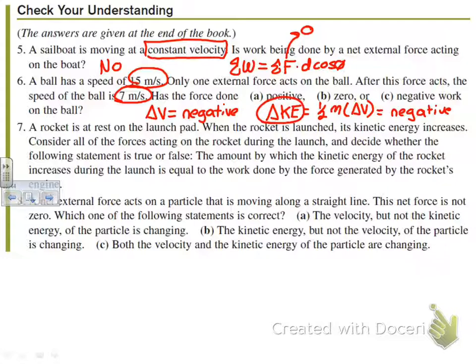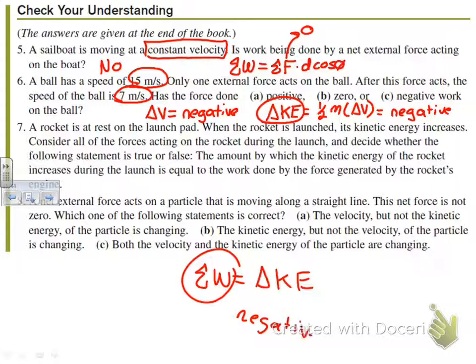Anytime an object slows down, it has less kinetic energy, which means it lost kinetic energy, which means its change is negative. So it is possible to have a negative change in kinetic energy, but you can't have a negative kinetic energy. But back to this, since the net work is equal to the change in kinetic energy, that means the net work must also be negative.